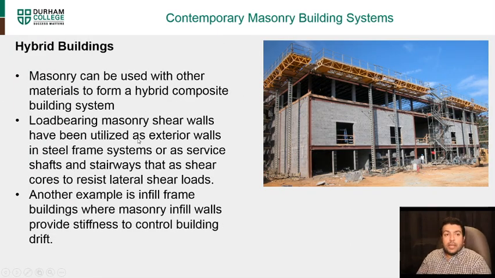Hybrid buildings. Masonry can be used with other materials to form hybrid buildings. So you can have load-bearing masonry walls utilized as exterior walls in steel systems, or as service shafts, stairways, and shear cores to resist lateral shear load. Masonry has really good qualities for lateral shear loads. It's very good at resisting those.